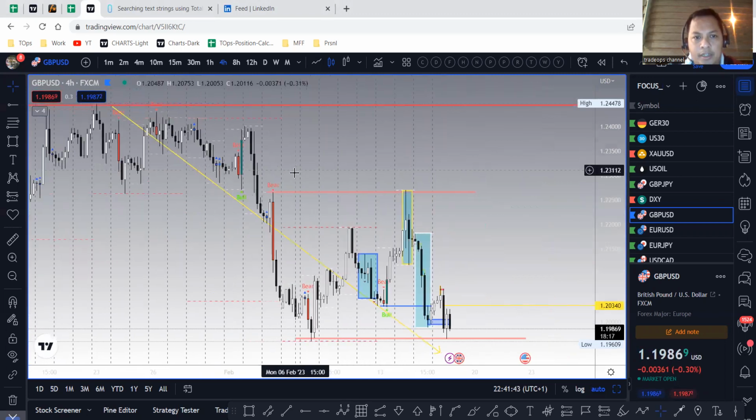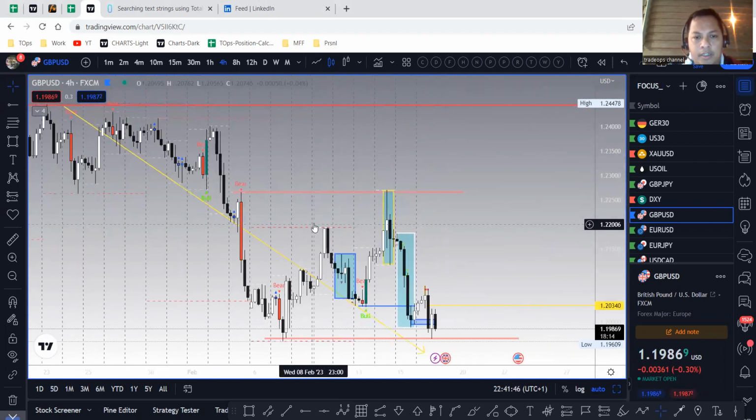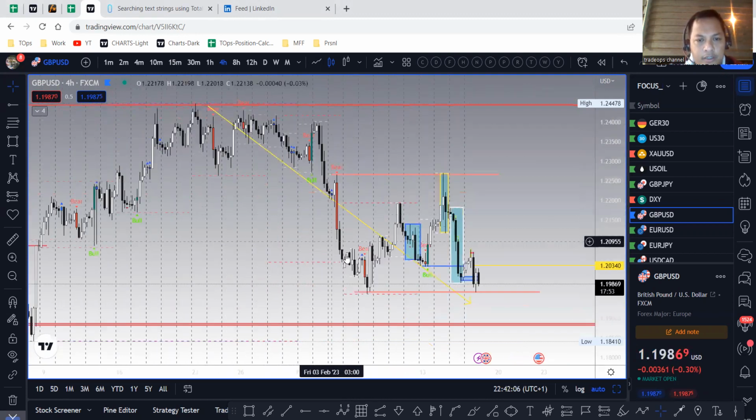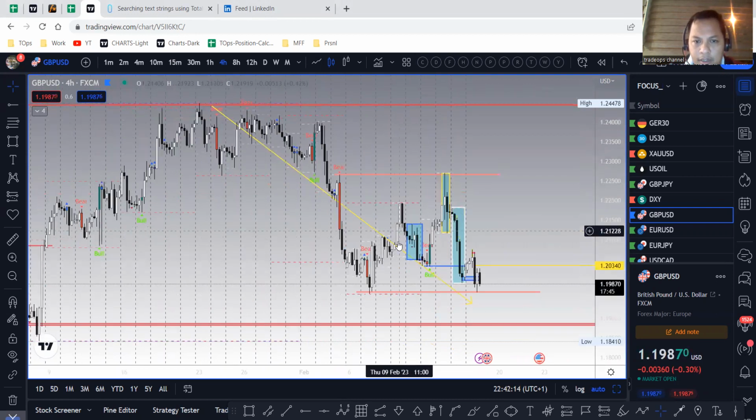Sa weekly naman, itong high and low week, ito yung red previous week high and low, and the previous 2 weeks high and low. As you can see ay pababa yung trend, di ba? And then dito natapos pa lang ng 1, 2, 3 pump and then dump. So nandito tayo sa dump.